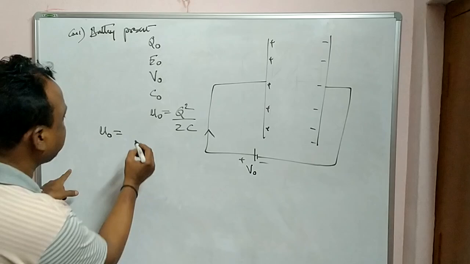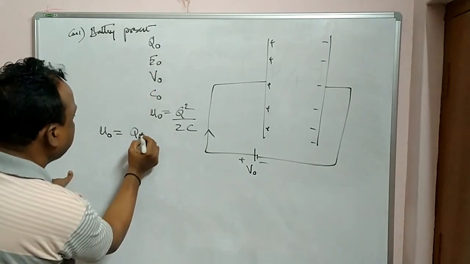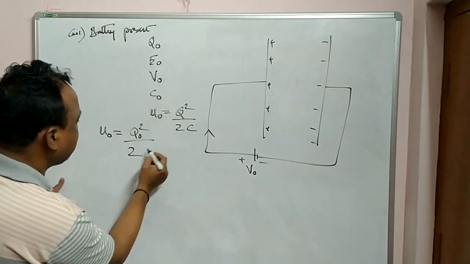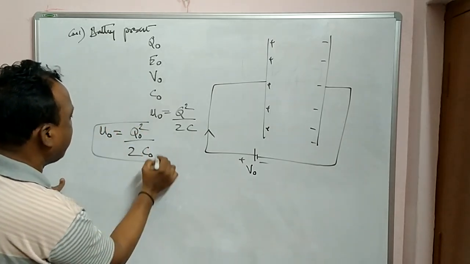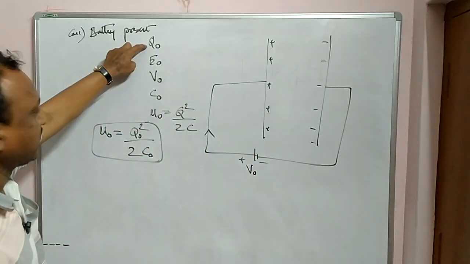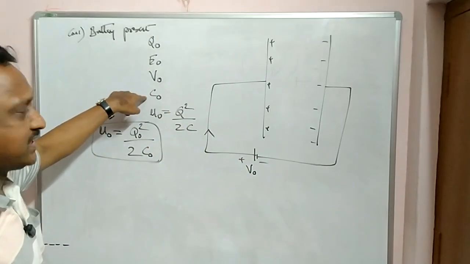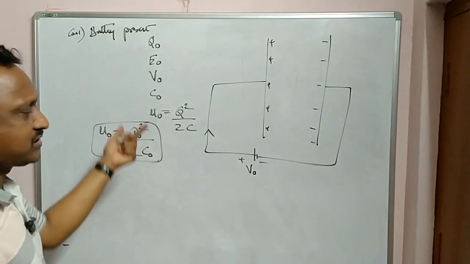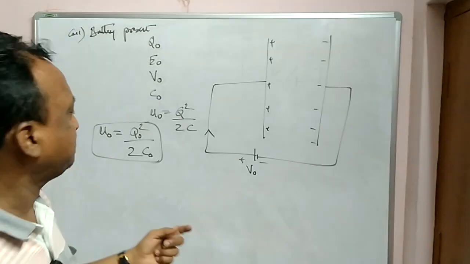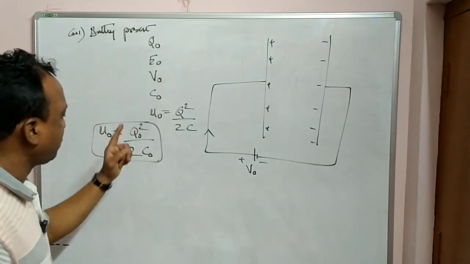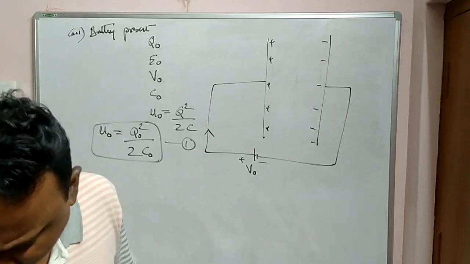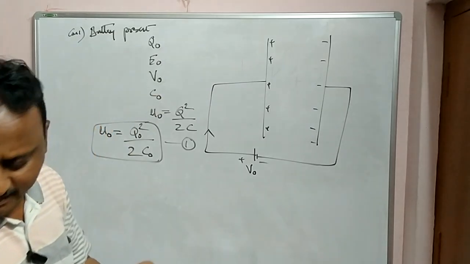Q square by 2C, what is Q here? By 2C, what is C here? C0. This is the energy stored formula. When the battery is there, the initial values are Q0, E0, V0, C0. So the energy is Q square by 2C. I told you three formulas: half CV square, Q square by 2C, QV by 2. So Q0 square by 2C0 is equation 1.